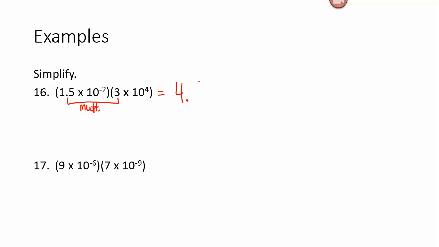So it gives us 4.5 times 10 to the, because we actually have our bases here that are like, we can simply add the exponents. Negative 2 plus 4 is positive 2. So we have 4.5 times 10 to the second. The only thing you have to make sure once you're done multiplying the numbers is that your number is in proper scientific notation. 4.5 is between 1 and 10, so we are finished.